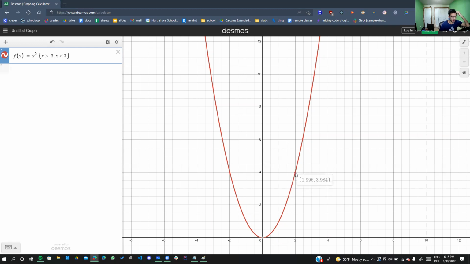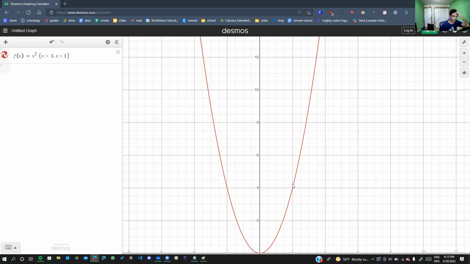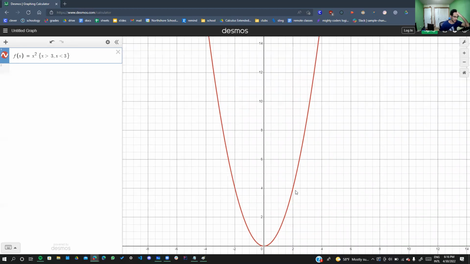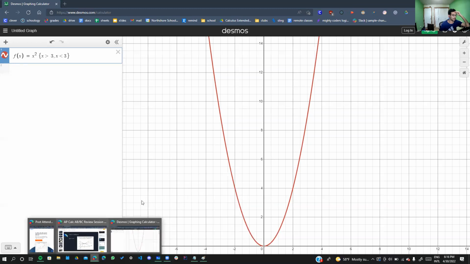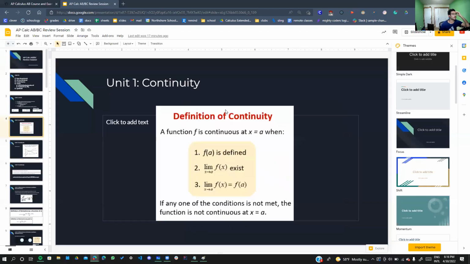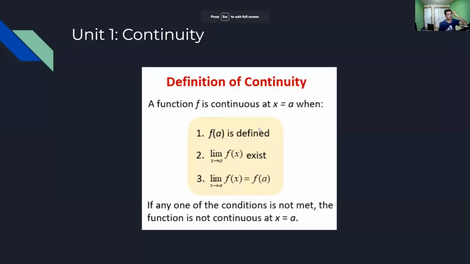So one, it's defined at this point right there, 2 or 4. Two, the left-hand side limit is equal to the right-hand side limit. And three, the limit itself is equal to the defined point right there. So that's what it means for a function to be continuous. So I think it's a good idea to remember those three conditions. Just remember those three conditions for continuity and you'll be set.